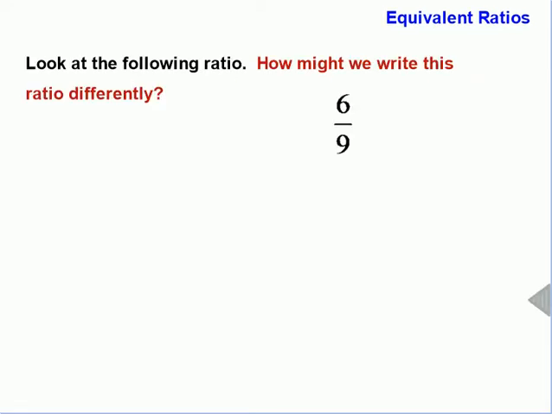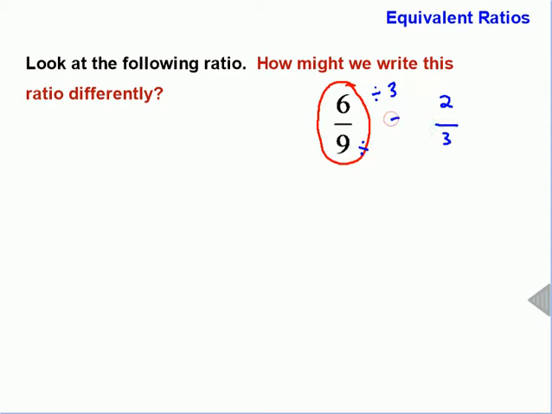Let's take a look at this ratio right here, 6 over 9. How could we write this ratio differently? Based on what we know about fractions and what we learned on the last slide, first we could find a number that goes into both of these. Does 2 go into both of these? No. What about 3? 3 does seem to go into both. So let's try dividing 6 by 3. What do we get? We get 2. And if we divide 9 by 3, we get 3. So we wind up with 2/3.